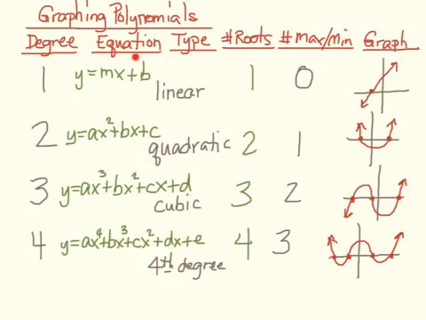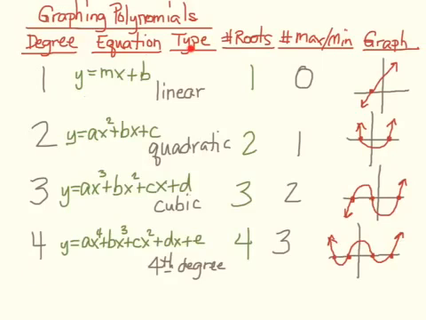The standard form of the equations: y equals mx plus b, y equals ax squared plus bx plus c, y equals ax cubed plus bx squared plus cx plus d, and y equals ax to the fourth plus bx cubed plus cx squared plus dx plus e. And we could go on and we could talk about a fifth degree, etc.